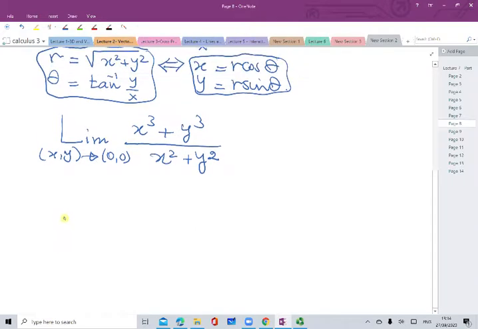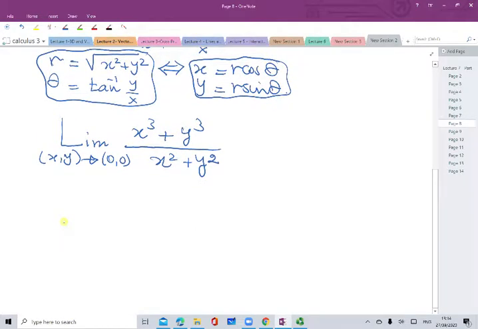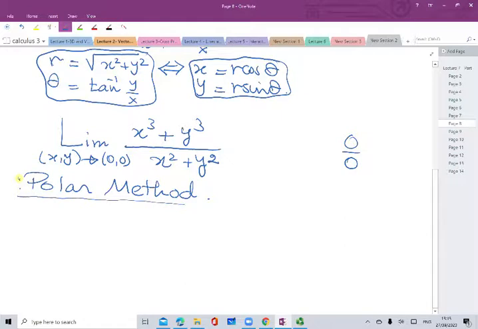Now I want to find the limit of this function as (x, y) approaches (0, 0). By simple substitution, let's check it. This is 0 over 0, which won't do, and there is no factorization possible here. Then let's go with the polar method. If I'm going to use the polar method to try to evaluate a value for this, we will discuss the method through this example. First thing, we'll substitute with these relations.